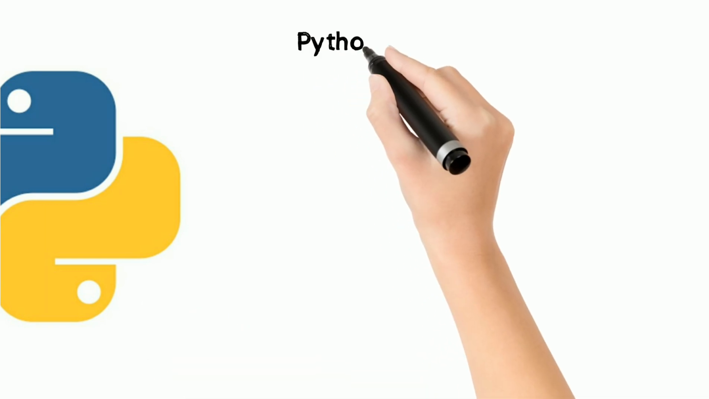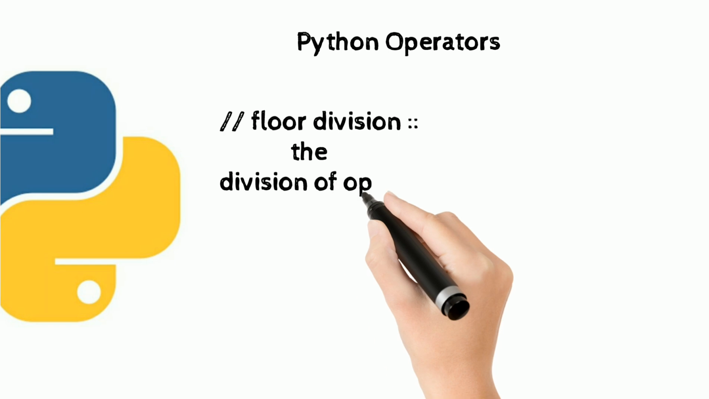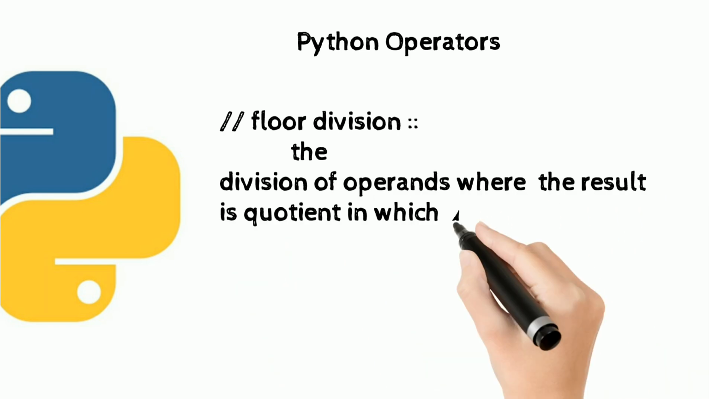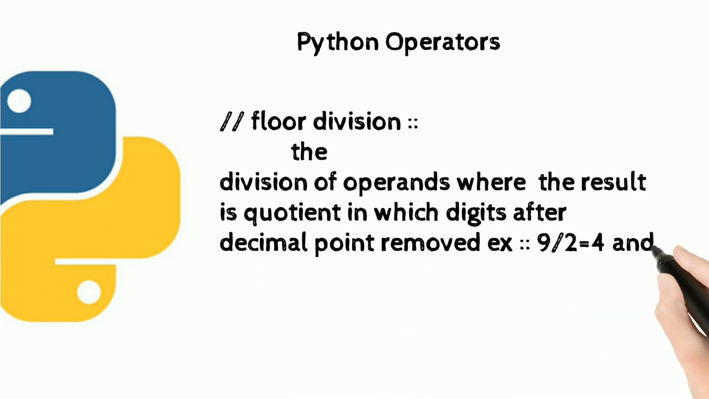And the next one in the Python operators is floor division. That means the division of the operands where the result is the quotient in which digits after the decimal point are removed. 9 by 2 is equal to 4.